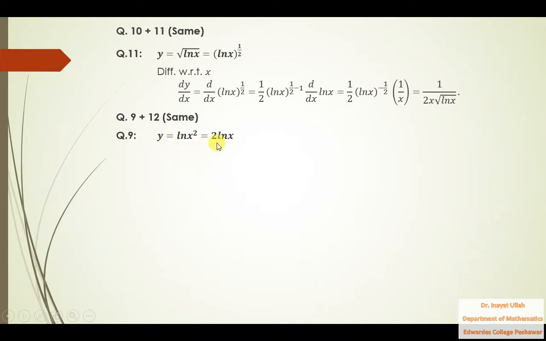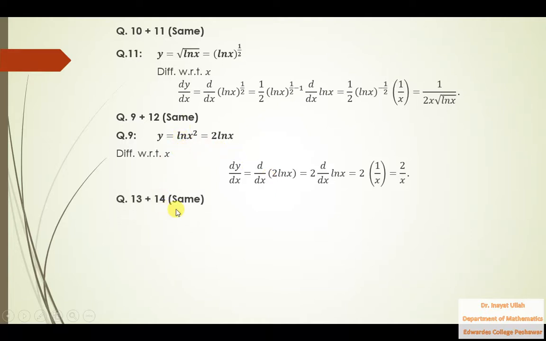Now differentiating this function with respect to x, we will get dy/dx is equal to d/dx of 2 times natural log of x. 2 is constant, so write it outside this derivative, and that will become the derivative of log of x, and the derivative of log of x is 1 by x. So that will become 2 into 1 is 2 divided by x, the derivative of this function.